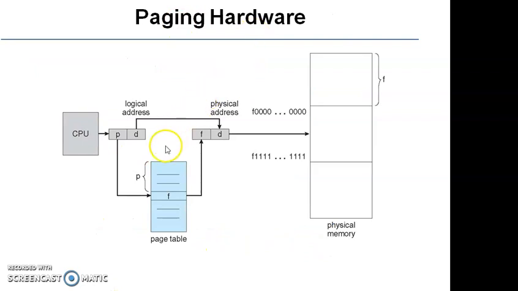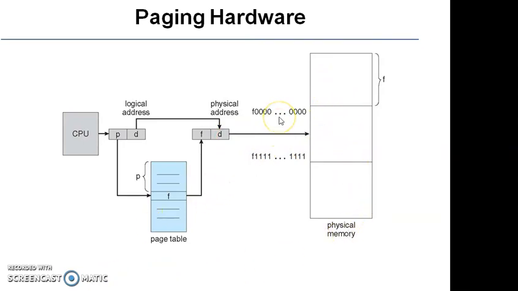Let us see the paging hardware here. In the paging hardware, the CPU generates the logical address containing the page number and also the offset D. Next we have the page table, which contains the base address of all the physical frames available in the system. We use the page number as an index to find the corresponding frame number from the page table. Using the frame number obtained and the offset D, we generate the physical address. F, D together is called the physical address. P, D is called the logical address. Using the physical address, we connect to the physical memory and access the data.